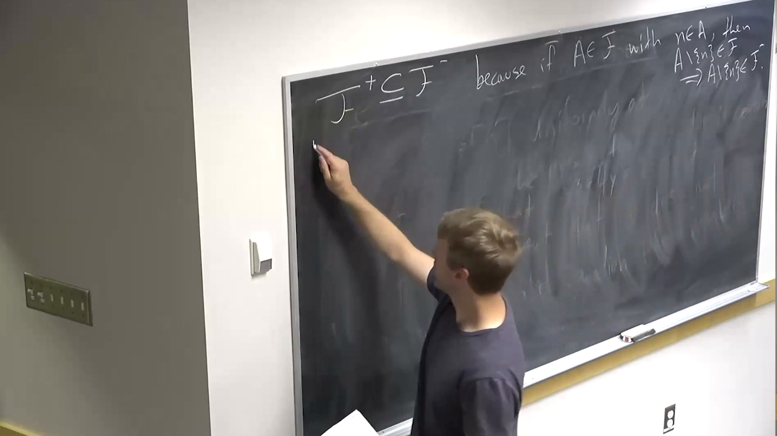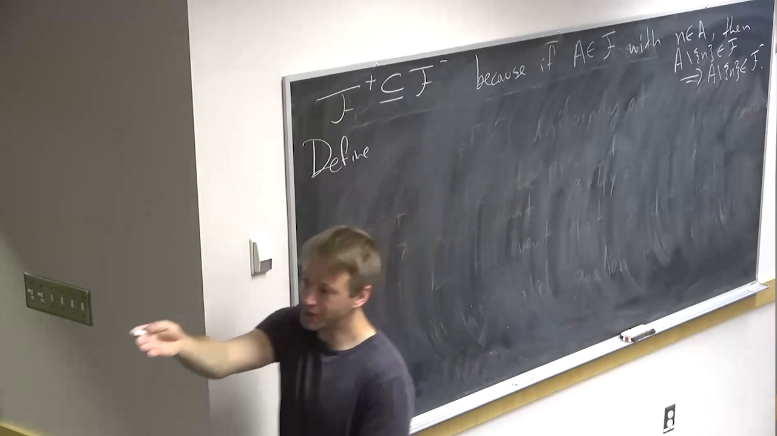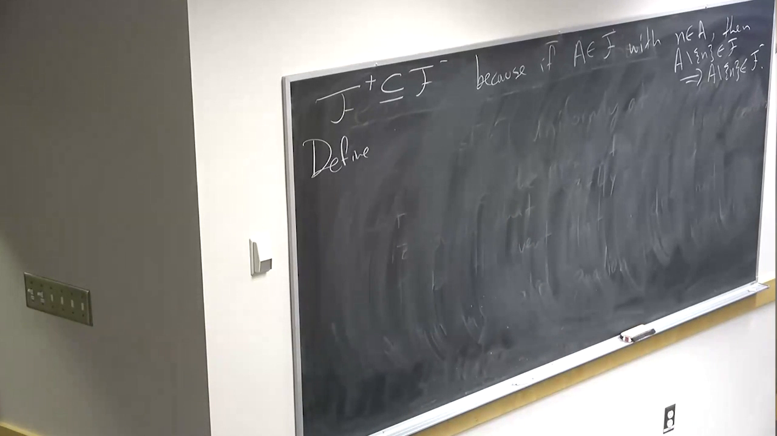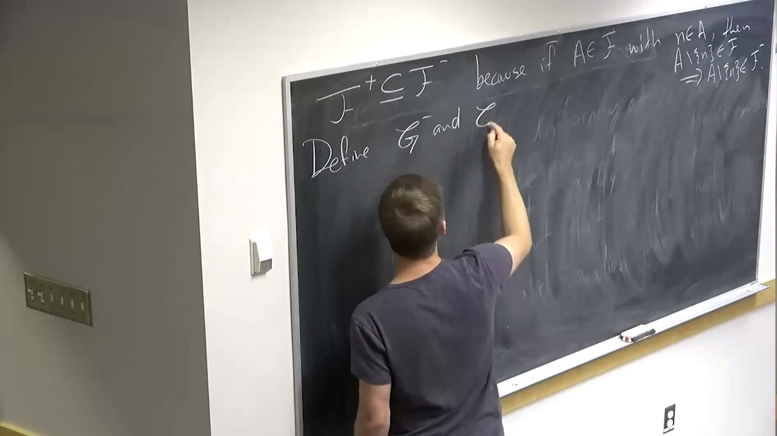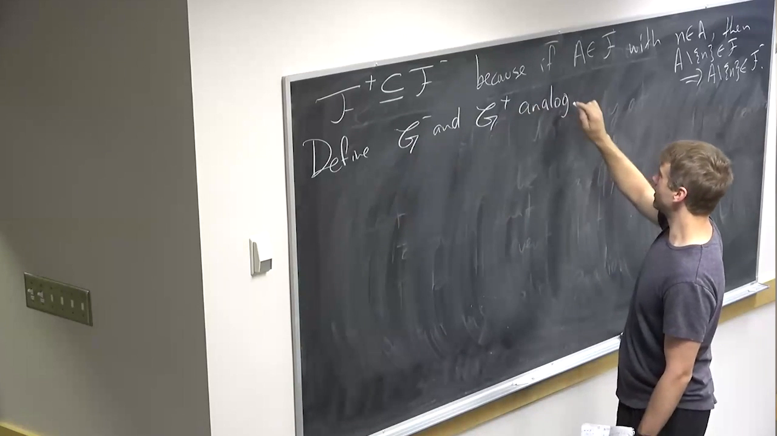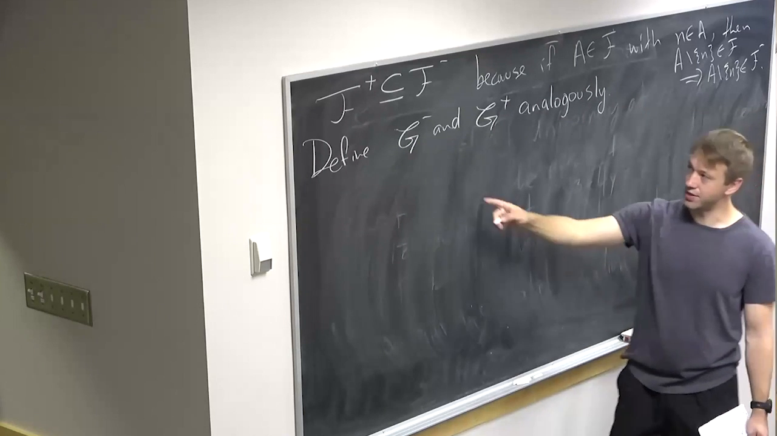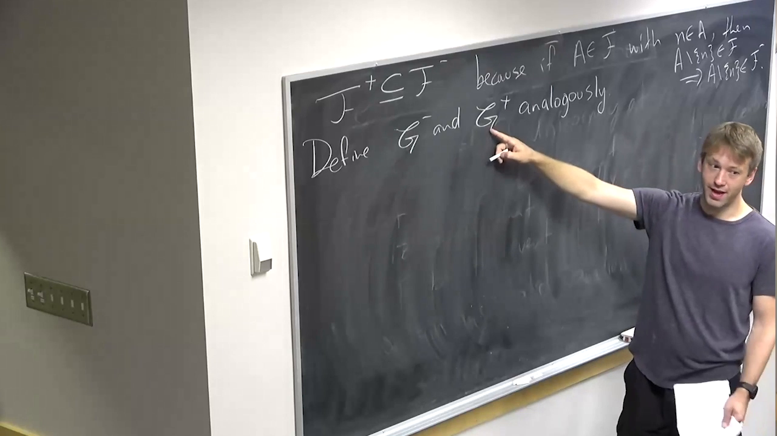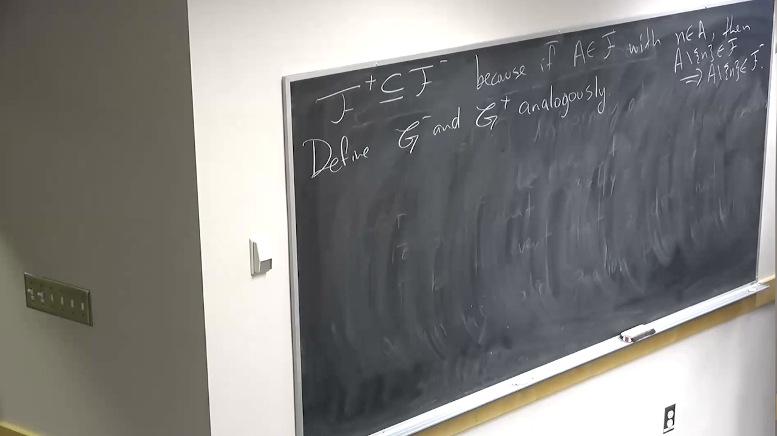So now let's also define. We're supposed to have two families, F and G, right? I've been focusing all my attention on F so far, but we can just do the same thing for G. We can define G minus and G plus analogously. G minus is the things in G without n. This is the thing with n, and then you delete n from it.